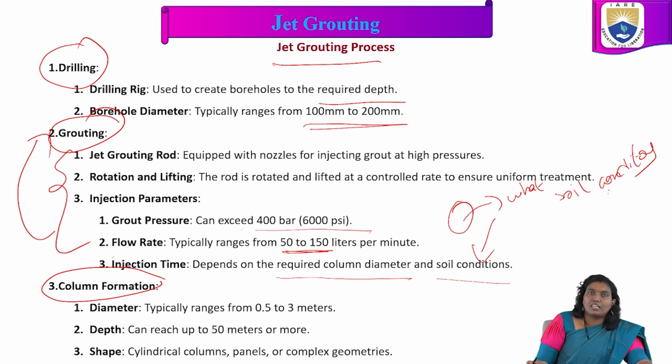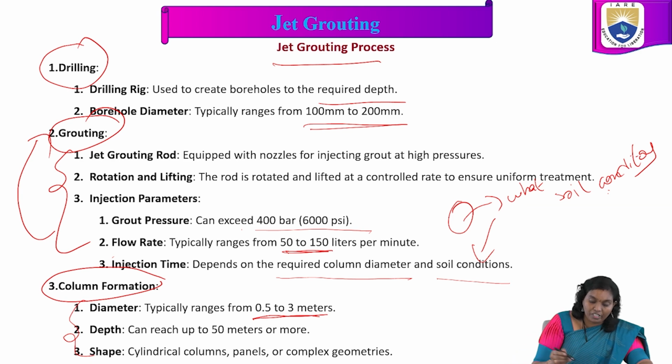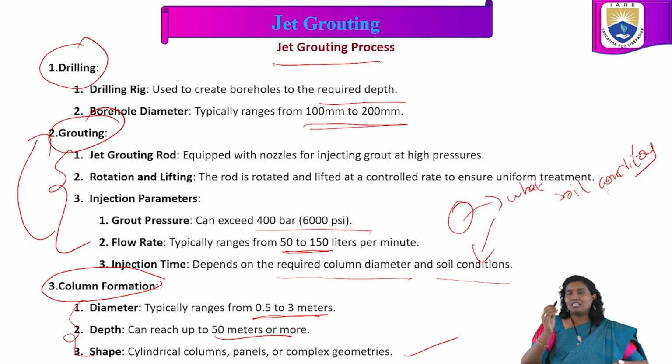Column formation depends upon the diameter, depth and shape. These are the major parameters on which column formation depends. Diameter typically ranges from 0.5 to 3 meters. Depth can reach up to 50 meters or more. Shape of the columns is generally cylindrical, with panels or complex geometries only in some cases. So what shape, how much depth it is going to reach, and what the diameter is are the parameters of column formation. These are the processes we need to understand in the jet grouting process.